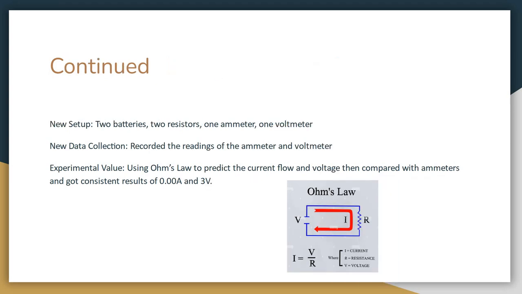And we conducted another experiment with a new setup where there were two batteries, two resistors, one ammeter, and one voltmeter. So one of the ammeters was replaced with a voltmeter, so we were able to read off of both of them. And using Ohm's law to predict the current flow and voltage, we compared it with the ammeters and voltmeters and got pretty consistent results of essentially no current and then 3 volts.